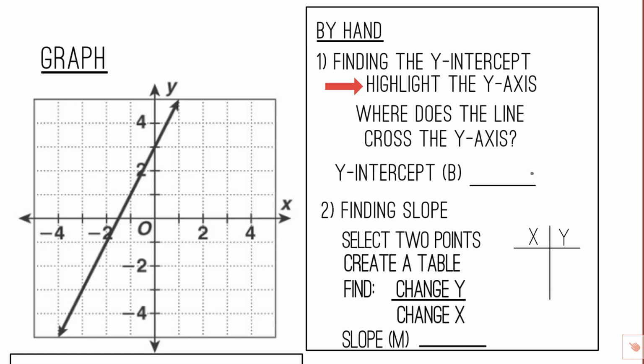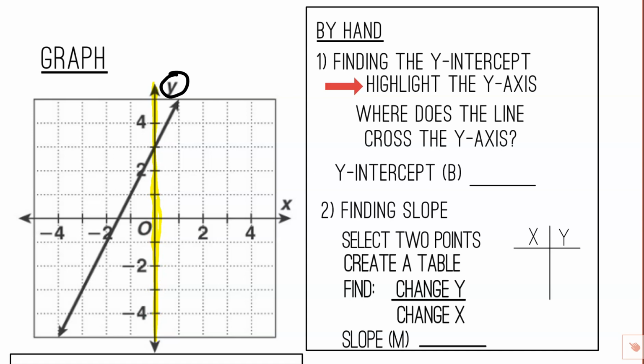So the easiest thing is to actually find the y-intercept. If you see y-intercept, intercept means what? To cross. Well, which one is your y-axis? If you look right here, this one is your y-axis. So the first thing that you want to do, as it says right here, is highlight the y-axis. So what we're going to do is highlight the y-axis.